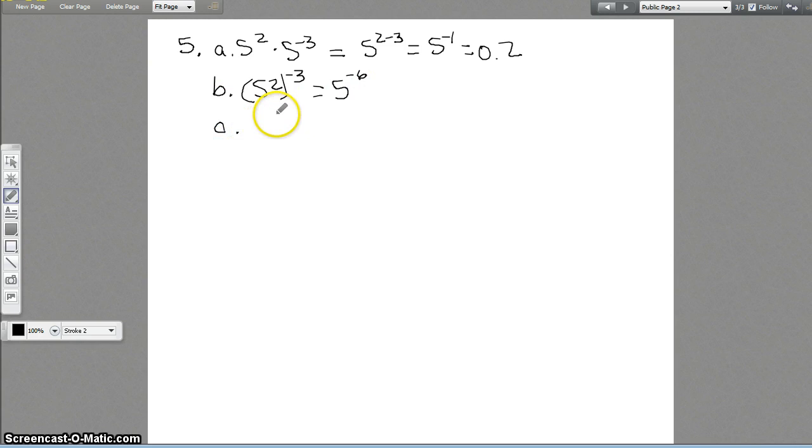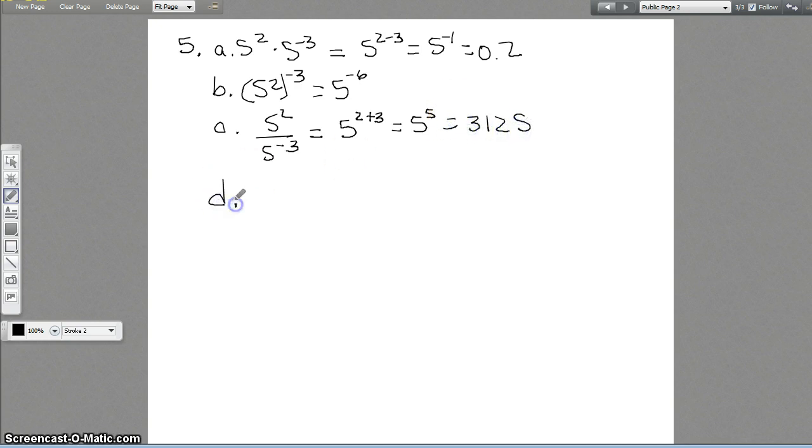Part C, we have 5 squared over 5 to the negative 3. Okay, we are dividing numbers with exponents. That means we subtract. So we take our 5 and we write down our 2 minus a negative 3. Minus a negative means it's positive. 5 to the 2 plus 3 is 5 to the 5th power, which is 3,125, and that would be our final answer for this, 3125.